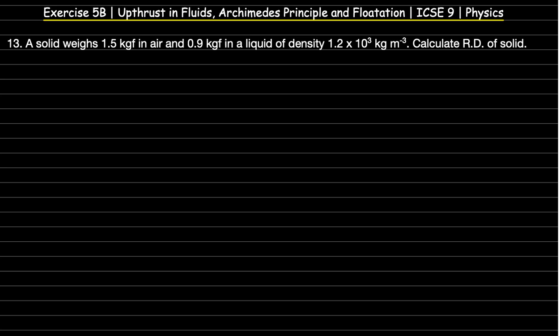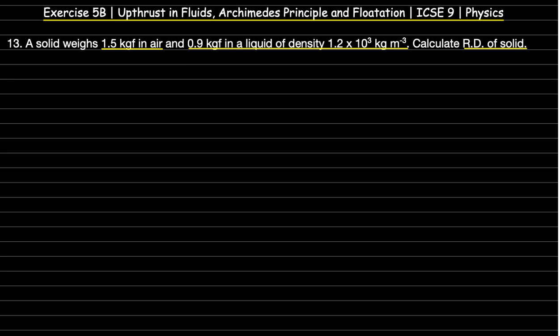Starting with the 13th question. A solid weighs 1.5 kgf in air, so weight in air is given as 1.5 kgf, and 0.9 kgf in a liquid of density 1.2 into 10 to the power of 3 kg per meter cube. We need to find the relative density of solid.